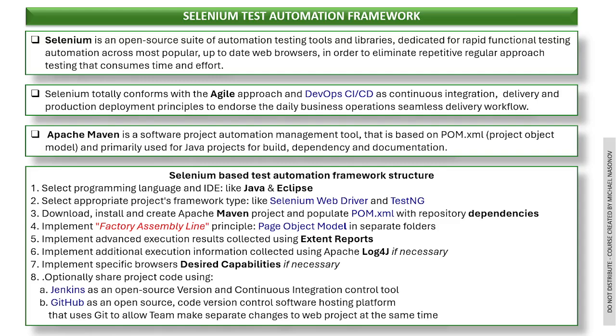Number 8. It's optionally share project code using A. Jenkins as an open source version and continuous integration control tool. B. GitHub as an open source code version control software hosting platform that uses Git to allow team make separate changes to web project at the same time.